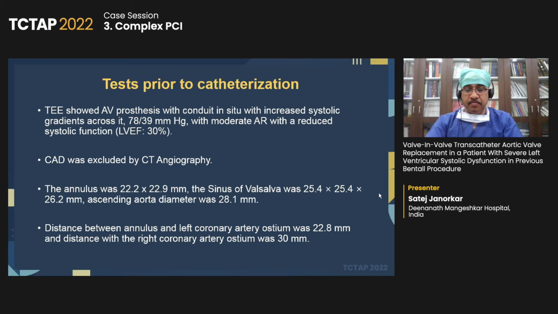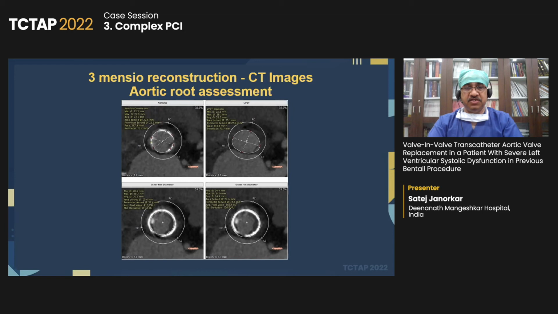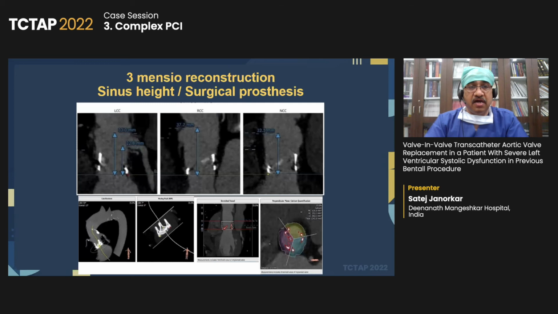These are 3mensio reconstruction images from CT scan, aortic root assessment. On the upper panel, you can see annulus size, LVOT on the right side, the inner and outer rim diameters we calculated very well with 3mensio reconstruction. It also showed us the sinus height from the surgical prosthesis, left-hand side upper panel, left coronary cusp, right coronary cusp and non-coronary cusp on the right-hand side. Then lower down, you can see there was some calcification on the bioprosthesis, which was initially put in surgically. And in the hockey puck image, you can see the angulation from the conduit, that was Bentall conduit, to the LV.